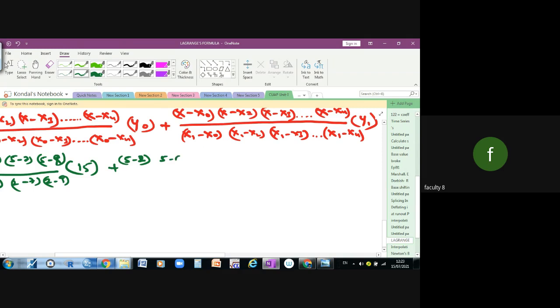5 minus x2 is 6. 5 minus x3 is 7, right? And 5 minus x4 is 9, divided by x1 minus x0, x1 minus x2, x1 minus x3, x1 minus x4. x1 is how much? 3. So 3 minus x0 is 2, 3 minus 6, 3 minus 7, and 3 minus 9.